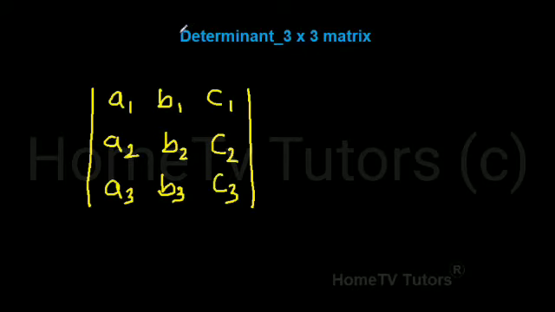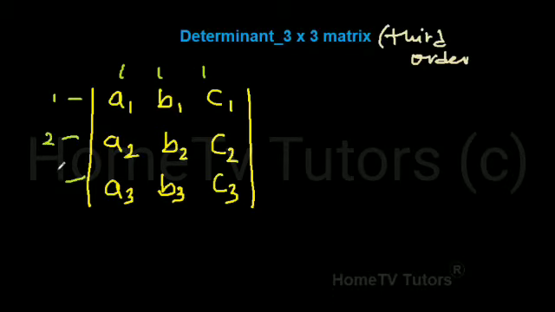Now, let us talk about the determinant of a 3 by 3 matrix, which is also known as determinant of the third order. A determinant of a 3 by 3 matrix will contain 3 rows and 3 columns. That is, the 3 rows 1, 2, 3, and the 3 columns 1, 2, 3. Each element in the determinant is associated with its minor, which is found by omitting the row and column containing the element concerned.